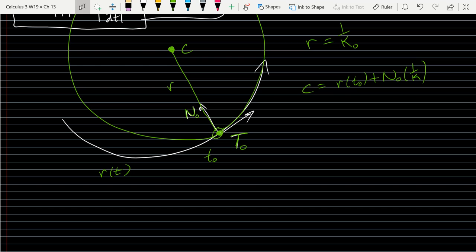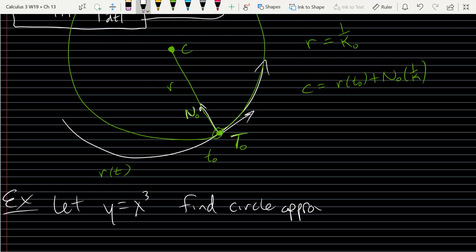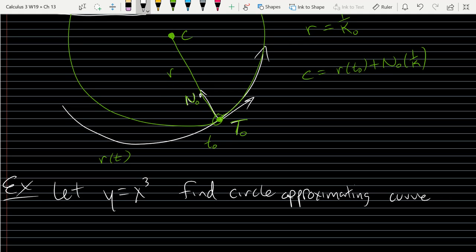So we'll do our example now. Let y equal x cubed. Find the circle approximating the curve at x equals 1.